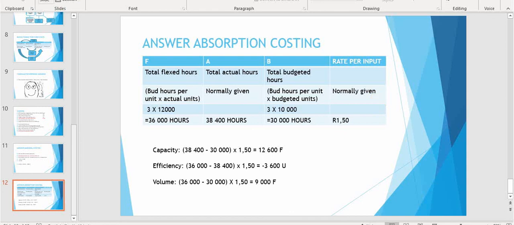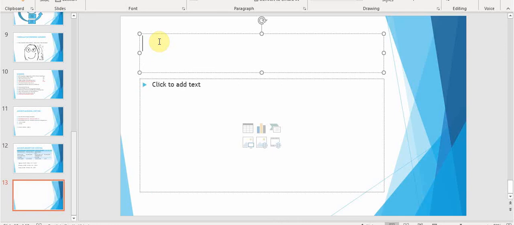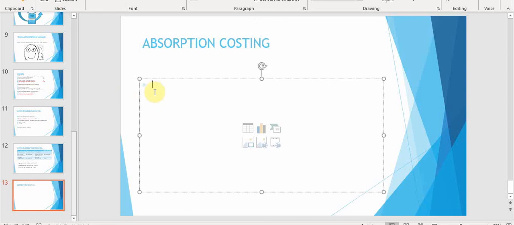Right, then there's also another one. If we do your absorption costing method, there's also a spending variance that we need to calculate. But the spending variance is the same as the one we calculated for your marginal costing. You can't say it's a spending variance and then we have a different answer under different costing systems. No, it will still be your total budgeted fixed cost minus your total actual fixed cost.